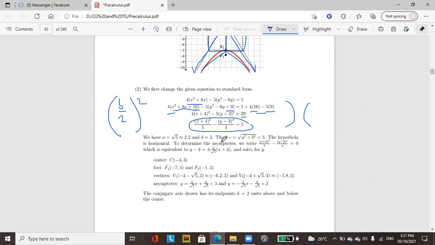And our a squared is equal to 5. Therefore, our a is equal to square root of 5. And our b squared is equal to 4, so it follows that our b is equal to 2. And our c is equal to 3 using this relationship of a, b, and c.